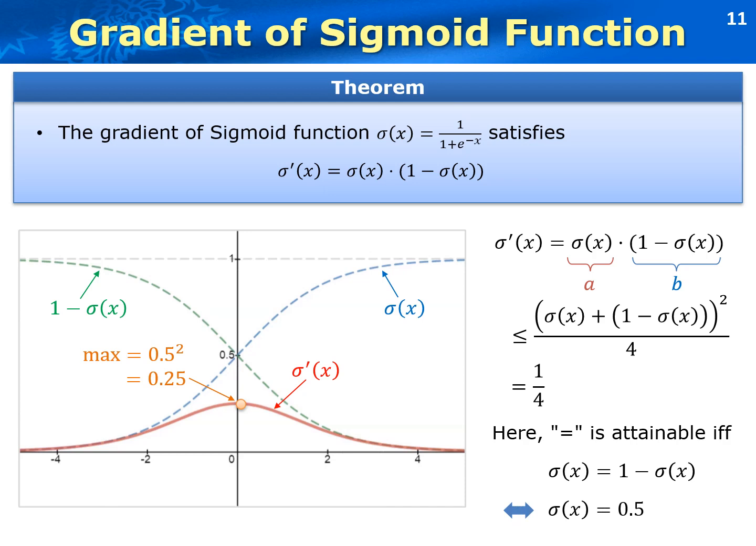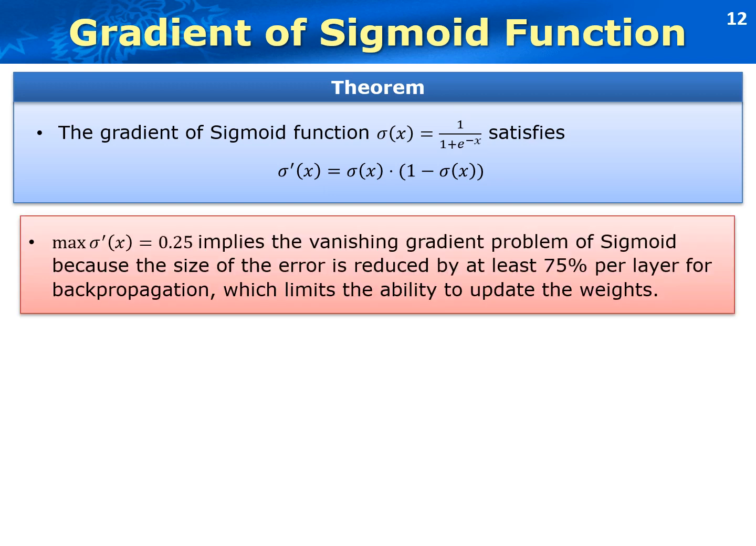Note that this maximal value, 1/4, implies the vanishing gradient issue of the sigmoid function, because the size of the arrow is reduced by at least 75% at each layer in backpropagation, which limits the ability to update the weights.